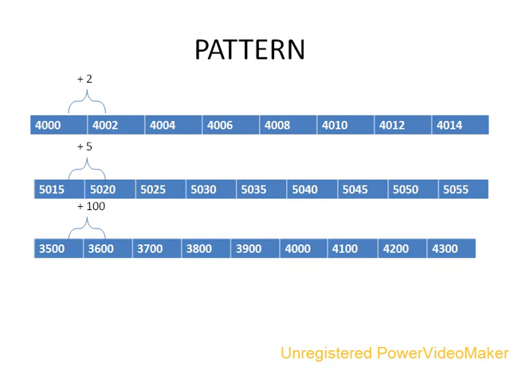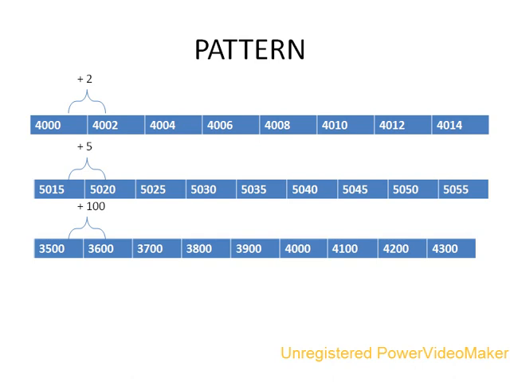See, 4002 plus 2 again will be 4004. Then 4004 plus 2 will be 4006. 4008 plus 2 will be 4010. 4010 plus 2 will be 4012. Again plus 2 will be 4014. So in this way the number is increasing.